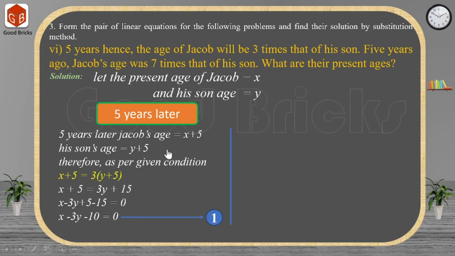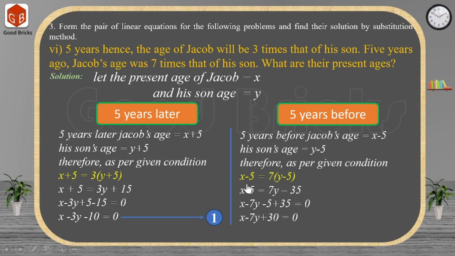Now the situation 5 years ago, what happens? Before 5 years, x minus 5 is the age of Jacob and y minus 5 is the age of his son. So as per the given condition, x minus 5 is equal to 7 times his son's age, 7 into y minus 5, and when you simplify you will get one more equation, that is equation 2. Now these two equations are going to help us find the values of x and y.